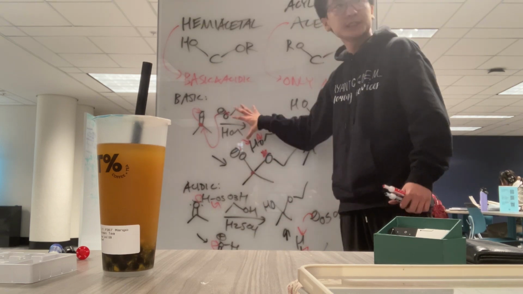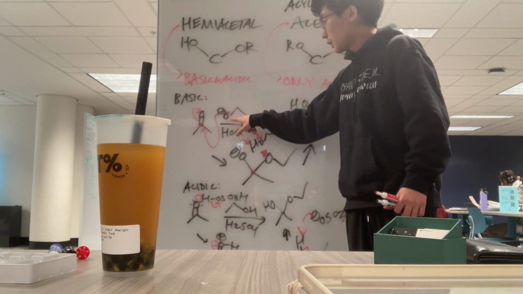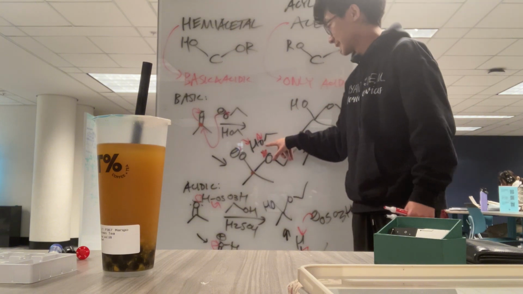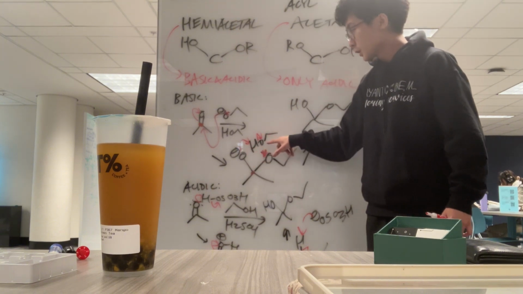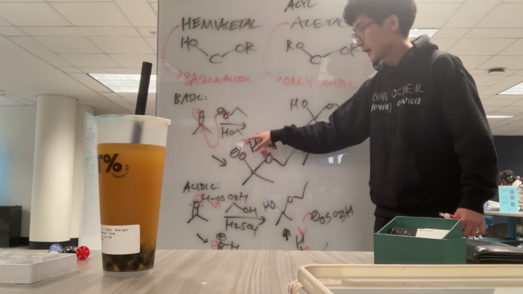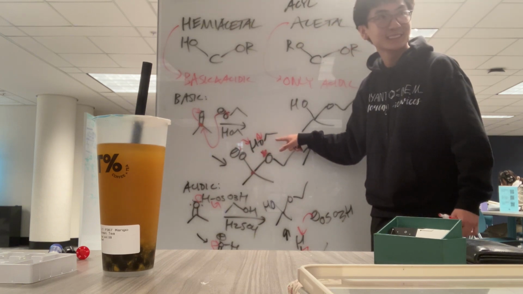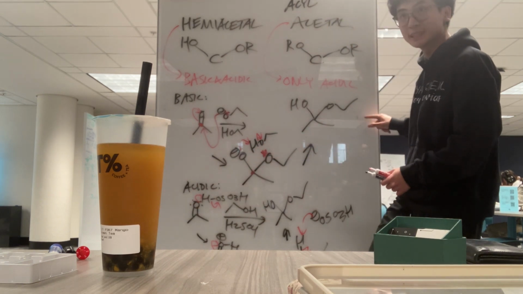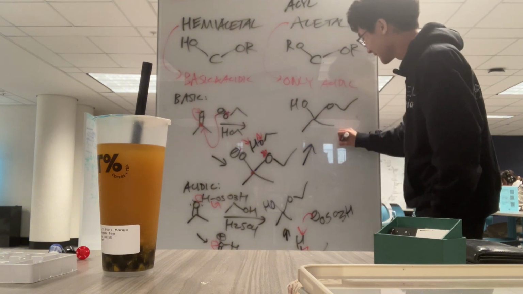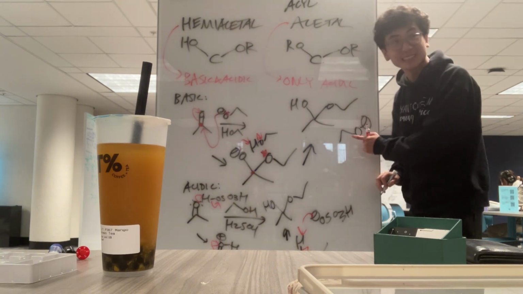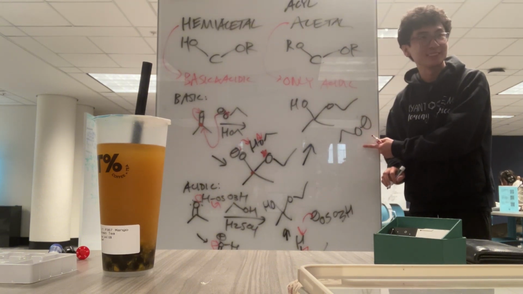For basic conditions, this RO minus, yes. This ROH here is the proton source. So when we grab the hydrogen from the OR, we kick out an RO minus. That's the side product, RO minus. And for leaving groups especially, you have to draw that RO minus out for the mechanism. That will count as points for the mechanism for leaving groups.